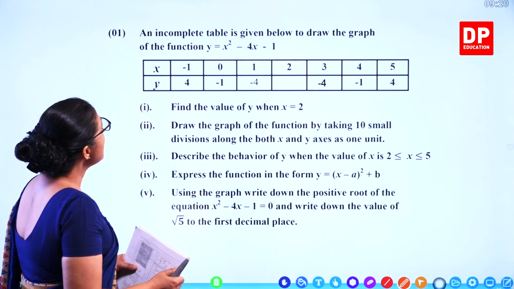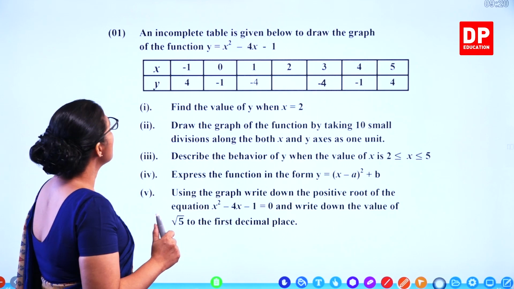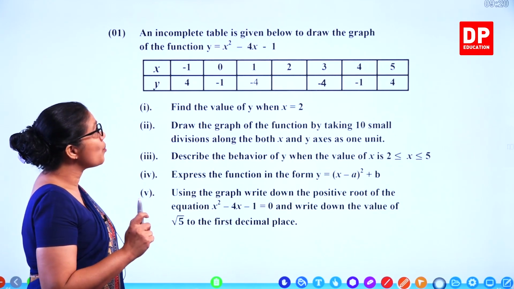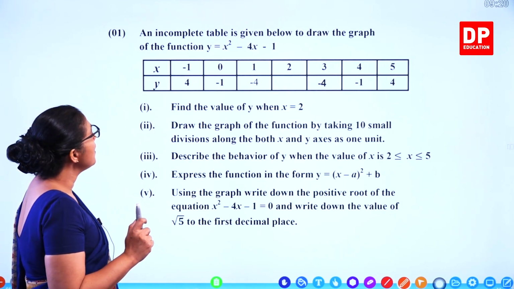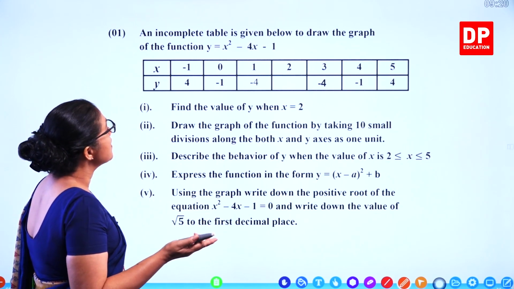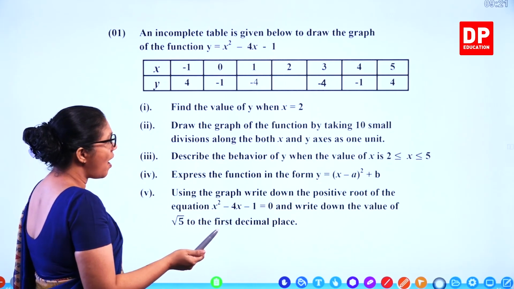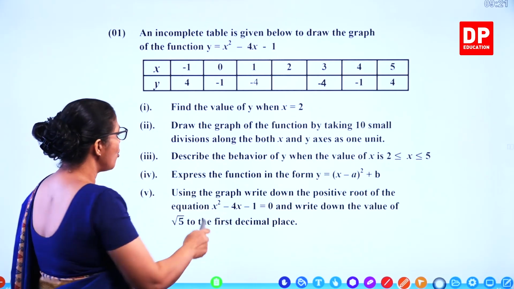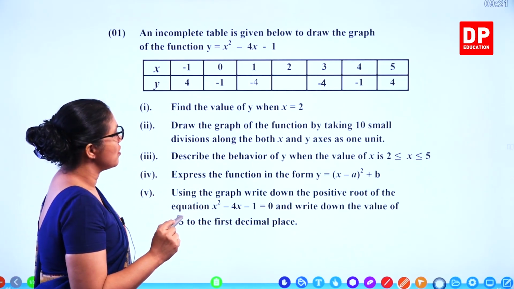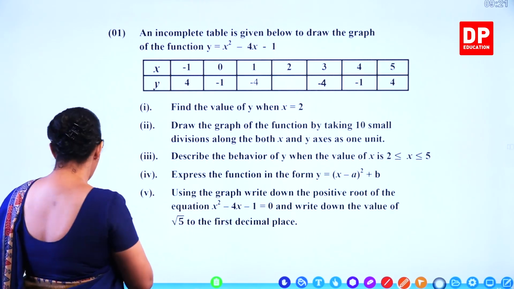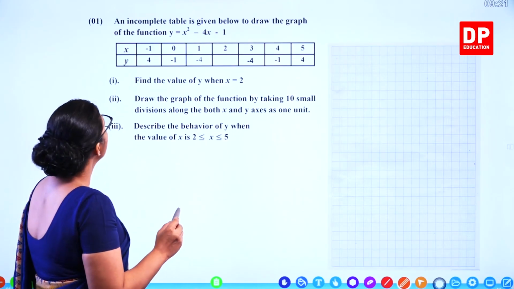An incomplete table is given below to draw the graph of the function y equals x squared minus 4x minus 1. Find the value of y when x equals 2. You have to fill the blank and then draw the graph, and using the graph you have to answer these questions. So let's do question number 1 separately.